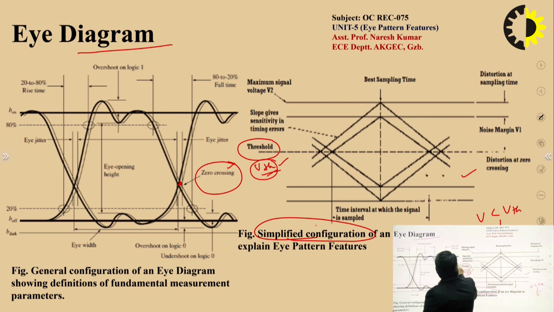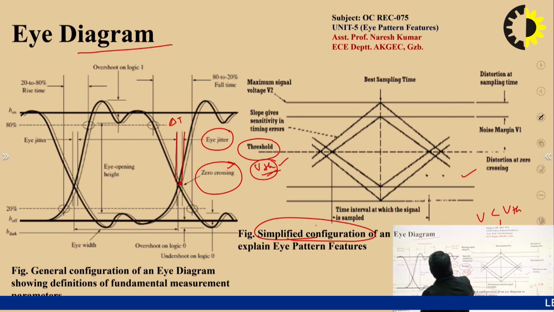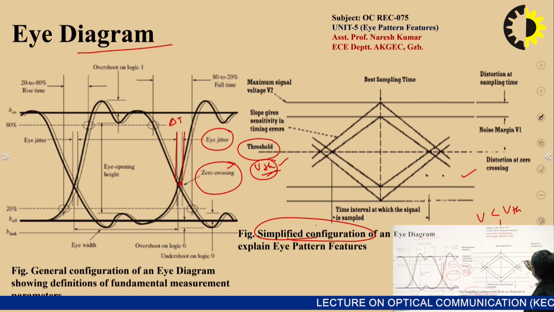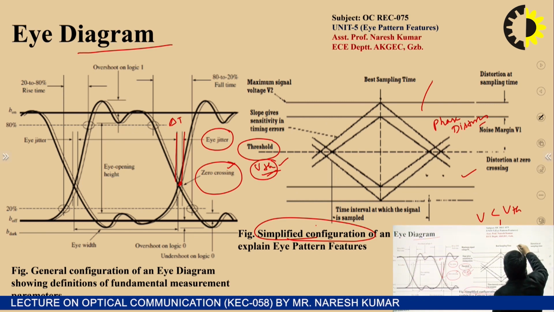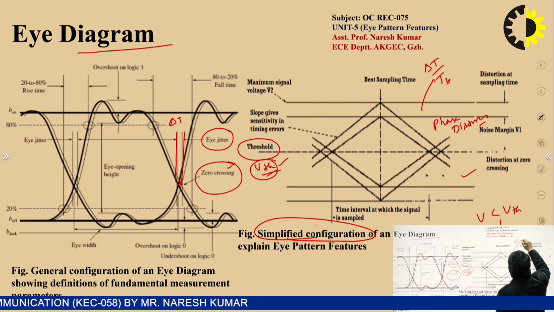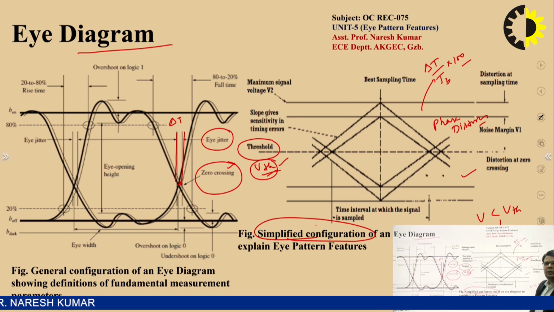Then we have another feature or pattern, that is eye jitter. This is known as the eye jitter. This is denoted by delta T. So this eye jitter basically tells us about the phase distortion or phase noise. So this phase distortion or phase noise can be simply computed as delta T by TB into 100, where this TB is the bit duration.